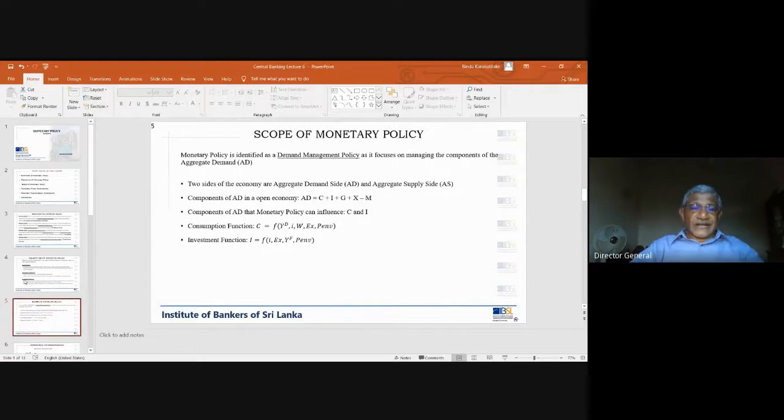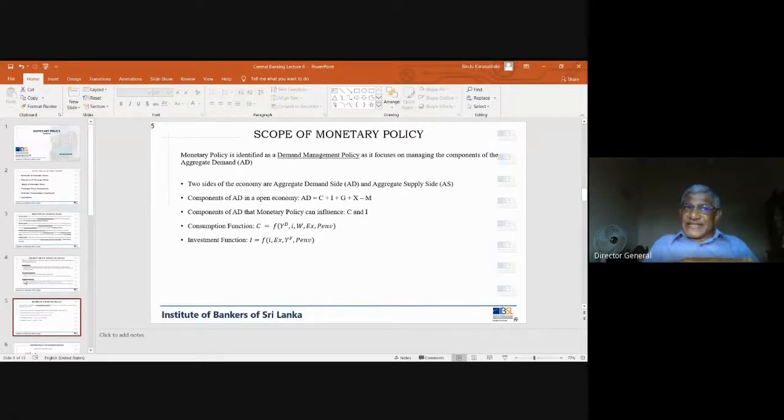We know two sides of the economy are the aggregate demand side and the aggregate supply side. Any economy has an aggregate demand side and an aggregate supply side. You may have studied this under your economics subject, under certificate, because there you have microeconomics and macroeconomics, aggregate demand, aggregate supply. I know that you study IS-LM. For you to construct IS-LM, especially the IS curve, you have to look at the aggregate demand side and aggregate supply side of the economy. So you are familiar with this.